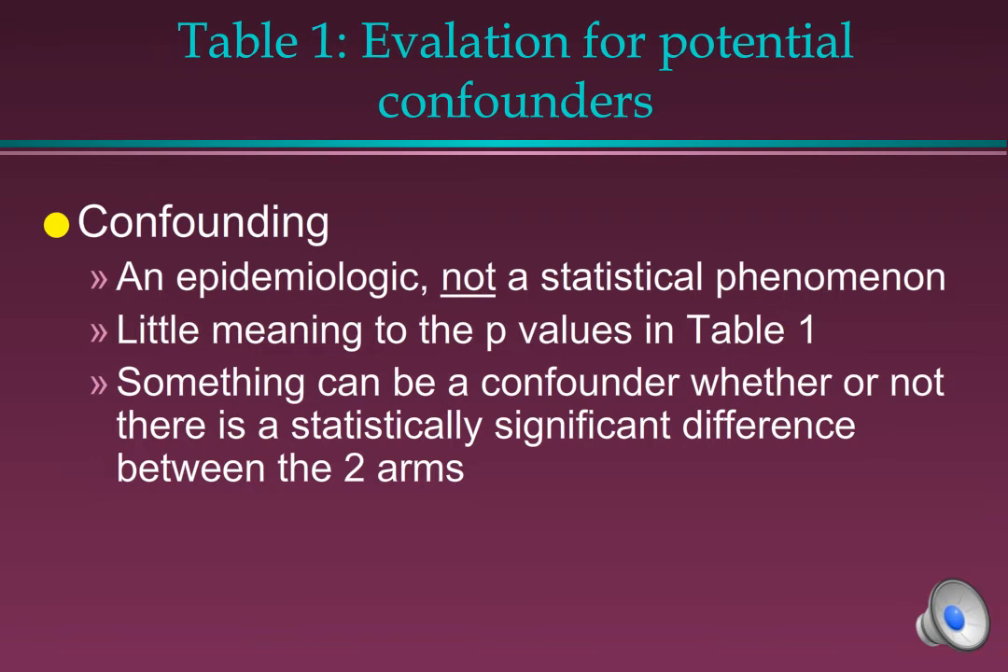So in Table 1, when you talk about the baseline characteristics of the participants in the study, there's little value, little meaning, to the p-values. You sometimes see p-values in Table 1, sometimes you don't, but something can be a confounder whether or not there's a statistically significant difference between the two arms.